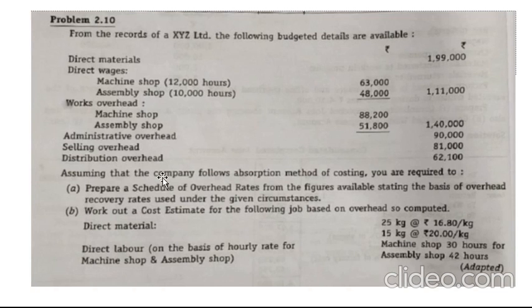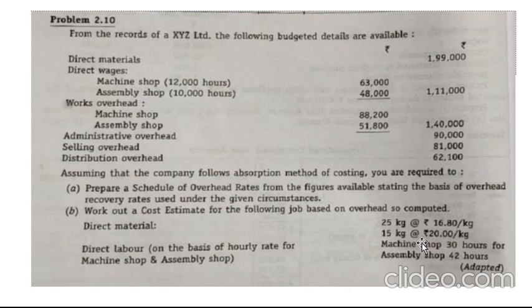Direct labor, as per the question they have stated, is on the basis of hourly rate for machine shop and machine assembly shop. So here, as per your estimated job cost sheet, machine shop has worked only for 30 hours and assembly shop has worked for 42 hours. So the labor charges are charged based on the hourly rate. So here the number of hours they worked is 30 and 42.